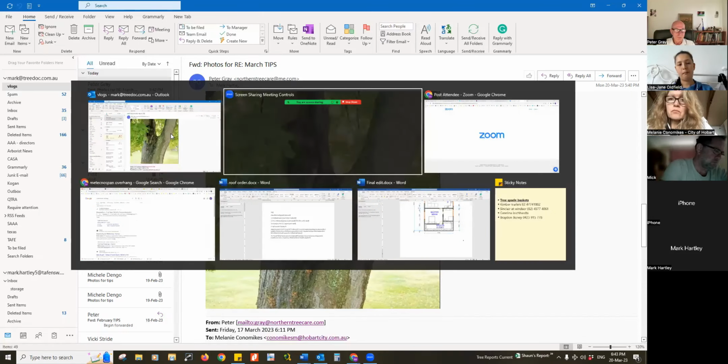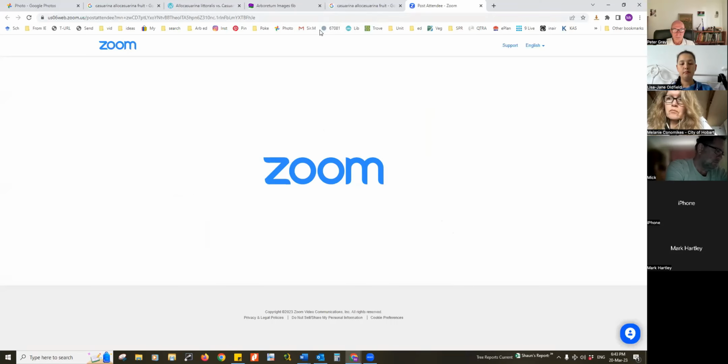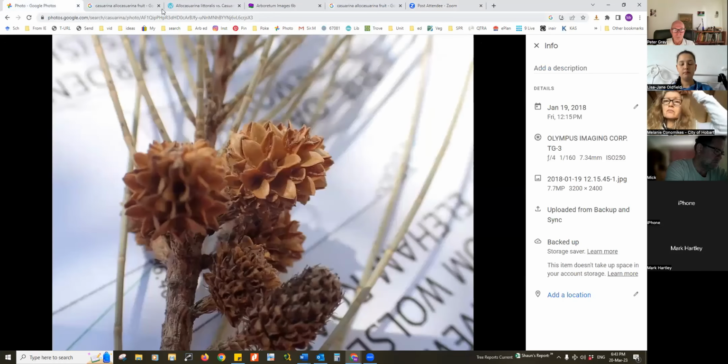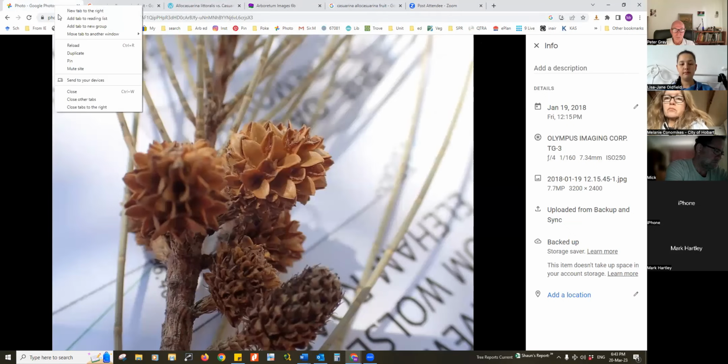And let me see if I have a lesion in my image. So let me just see if I can. Photos, let's duplicate.